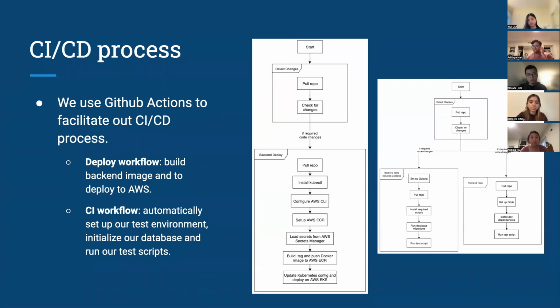For our CI workflow, we would have two different jobs to run unit tests for both the backend and the front end. And once again, we would make sure that the code bases for each one changed in order to run those tests.